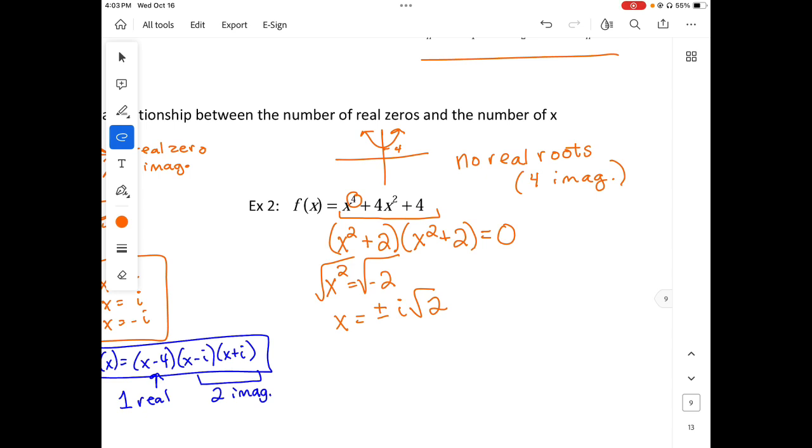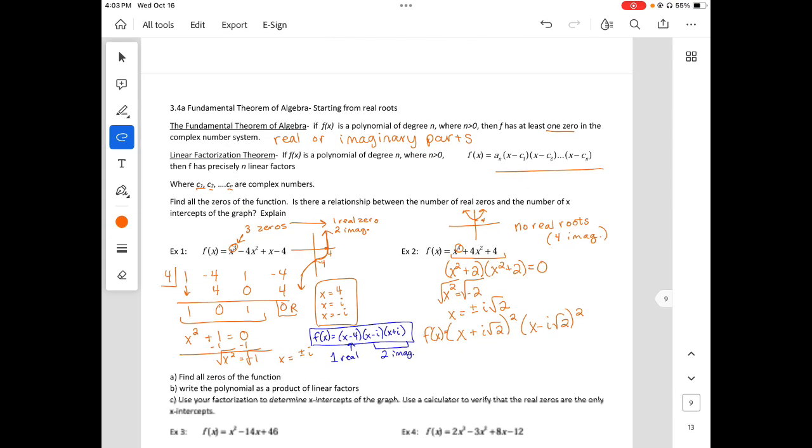Okay, so that actually can be written like this: x plus i squared, to the 2 squared, because it's a double root, and x minus i squared, to the 2 squared. This is our f of x. So we have 4 imaginary and no x-intercepts. So this is a double root.